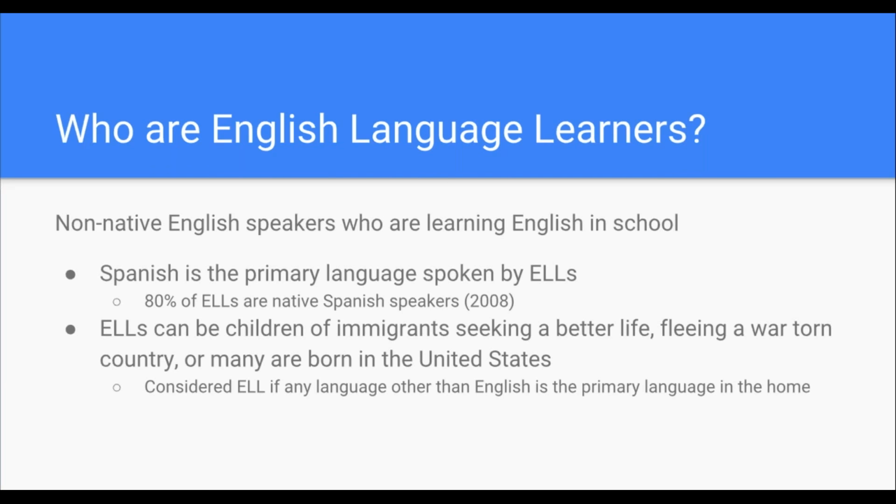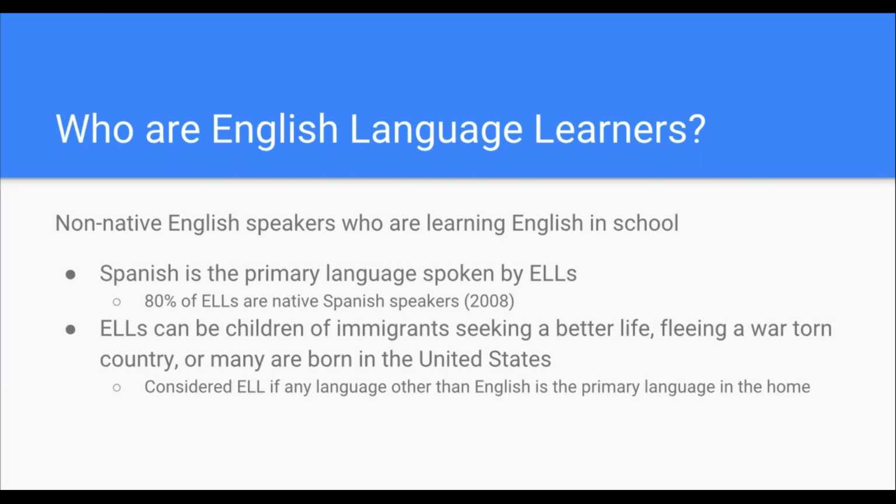Now, Spanish is the primary language spoken by ELLs in the United States. I got this information, I was telling Cody, I got some of my old textbooks out from when I was in school. And as of 2008, 80% of ELLs were native Spanish speakers. Now, myself being in Arizona and you guys in California, I'm sure that's what you see as well.